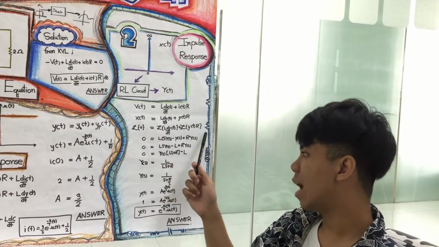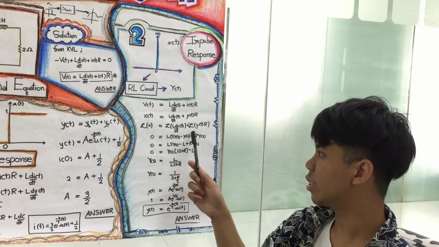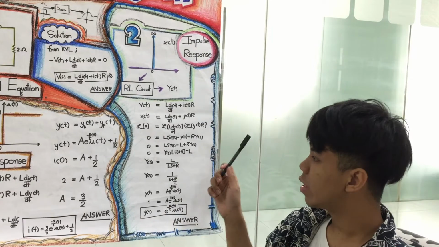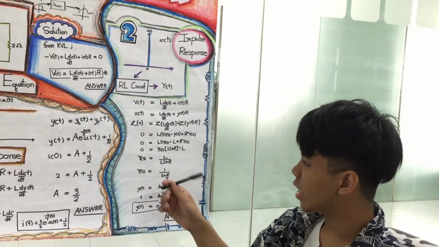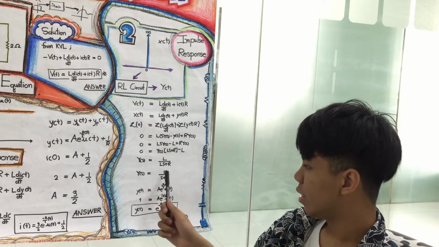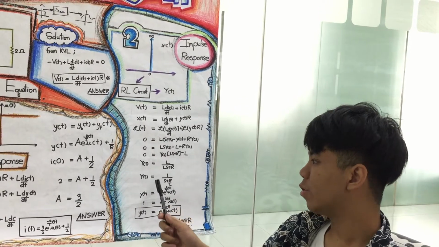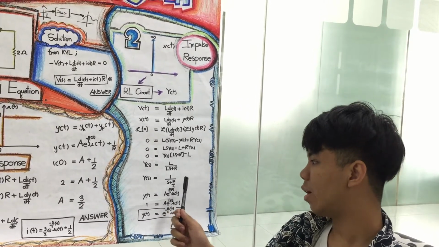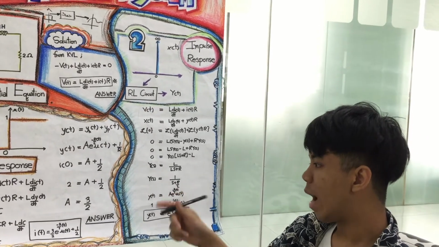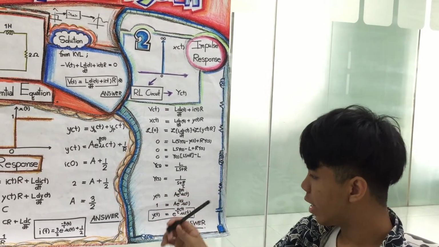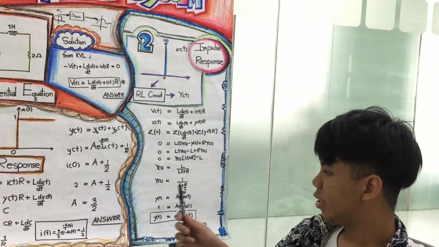As L and R are constant values, we put them outside, and then we take the Laplace transform inside the brackets. So we got the equation as shown here. After that, we move the terms to the other side. So we go to this line, which is Ys equal to 1 over s plus R over L. But we need to change this term into yt, and then we need to use the inverse Laplace transform, which is this line.